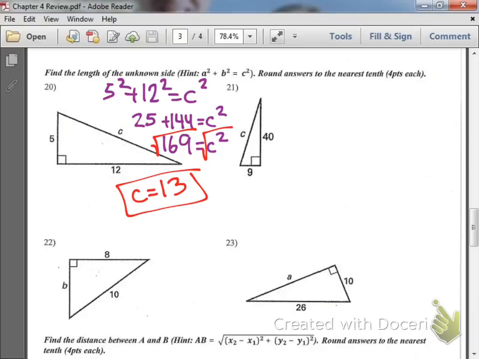Could 13 be your c on number 21? No, because you have a leg that's bigger than that. So our c should be some number bigger than 40, basically, is what you want to look out for. So it would be 9 squared plus 40 squared equals c squared.